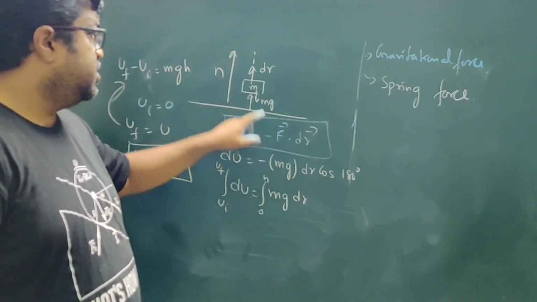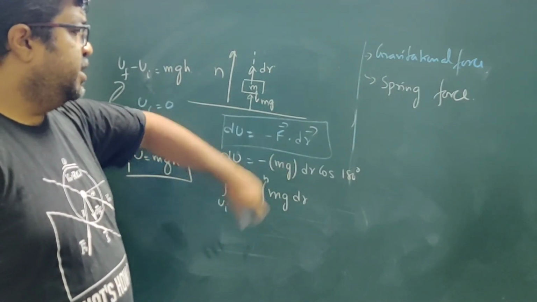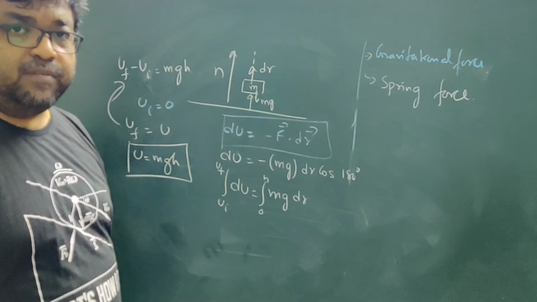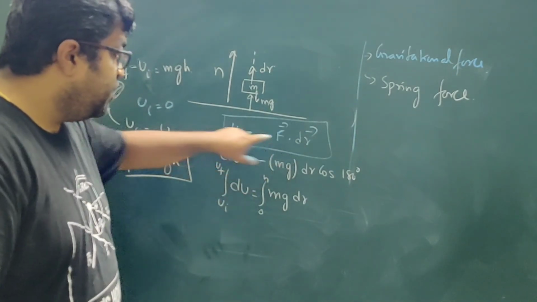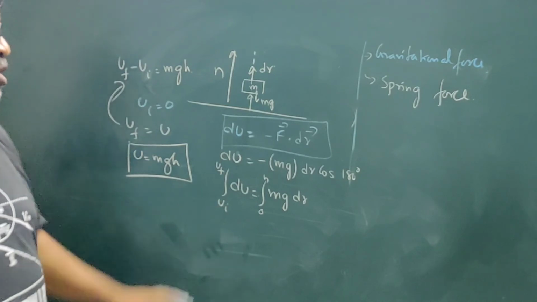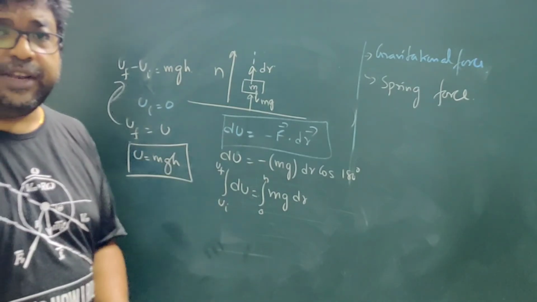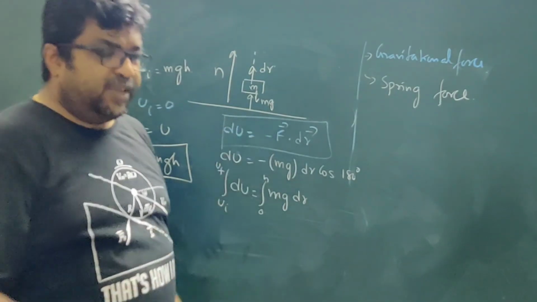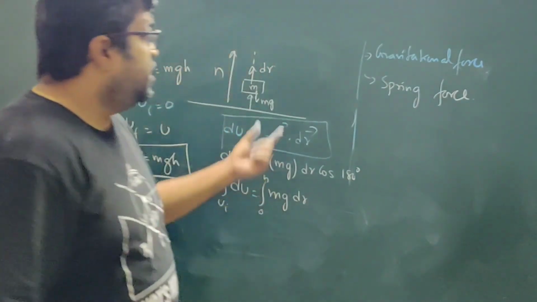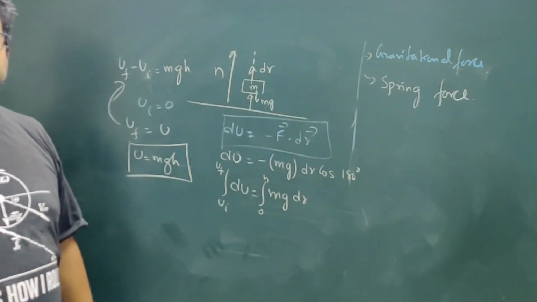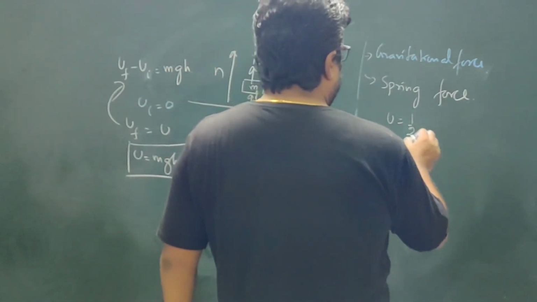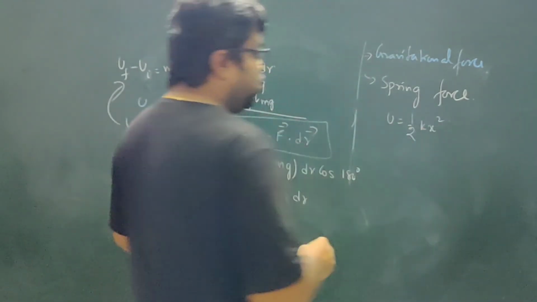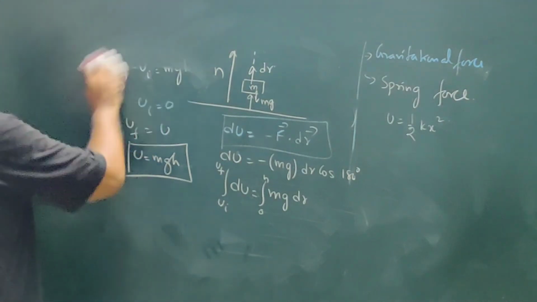We are calculating the work done by this gravitational force. It is a conservative force, and that is why we are using this condition. So this is the expression for gravitational potential energy. Similarly, we can get the expression for a spring also. For a spring, we know that the expression for potential energy is half kx squared.